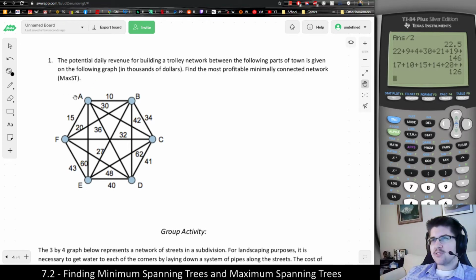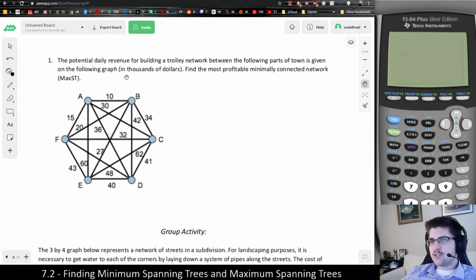It says the potential daily revenue for building a trolley network between the following parts of town is given on the following graph, where the numbers are in thousands. Find the most profitable minimally connected network. Or AKA find a maximum spanning tree. So here, it looks like we have 6 parts of town, A, B, C, D, E, and F.